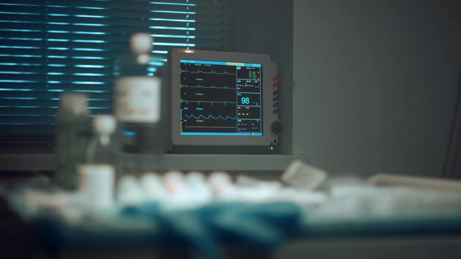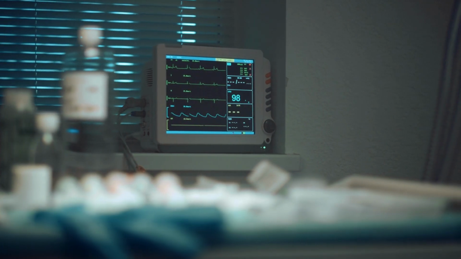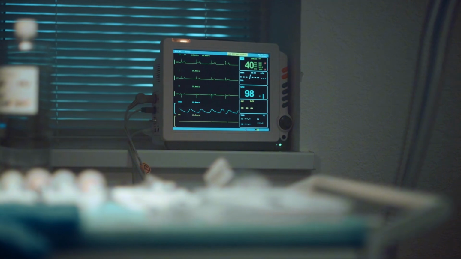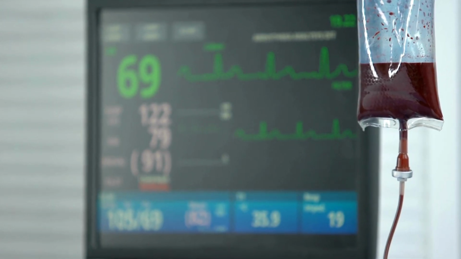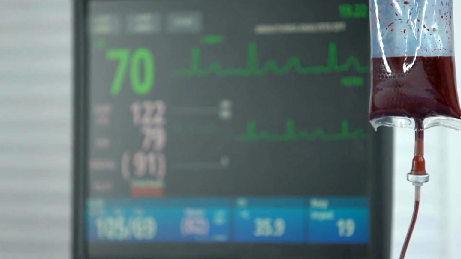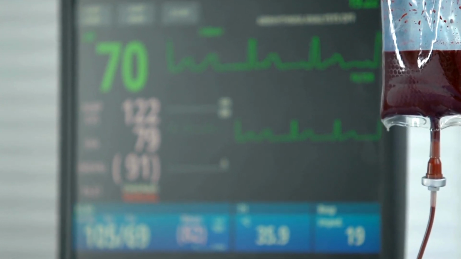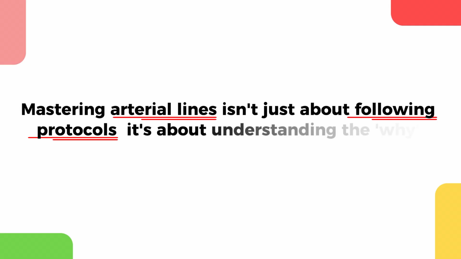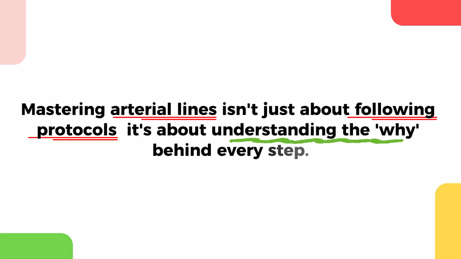Now, here's the thing about arterial lines. They're everywhere in the ICU, but most nursing schools barely touch on them. You walk into your first ICU shift, and suddenly you're expected to know how to zero a transducer, interpret waveforms, and draw blood samples without contaminating the line. Sound familiar? But here's what nobody tells you. Mastering arterial lines isn't just about following protocols. It's about understanding the why behind every step. Because when you truly understand arterial lines, you become the nurse who catches problems before they become emergencies.